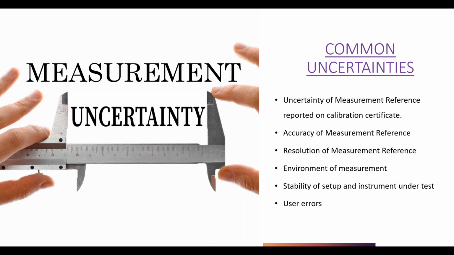But your first one is your imported uncertainty, or your reference uncertainty from your time of calibration. Then you have the accuracy of your measurement reference, the resolution of your measurement reference. Then we start getting into your environment. If your temperature is swinging a lot, it's going to make your measurement swing a lot. Your setup and your stability. Depending on what type of multimeter leads you're using, you can actually impact your ability to measure smaller voltage readings with bad leads. And then finally, user errors. We're human, we all make errors, so it just happens.